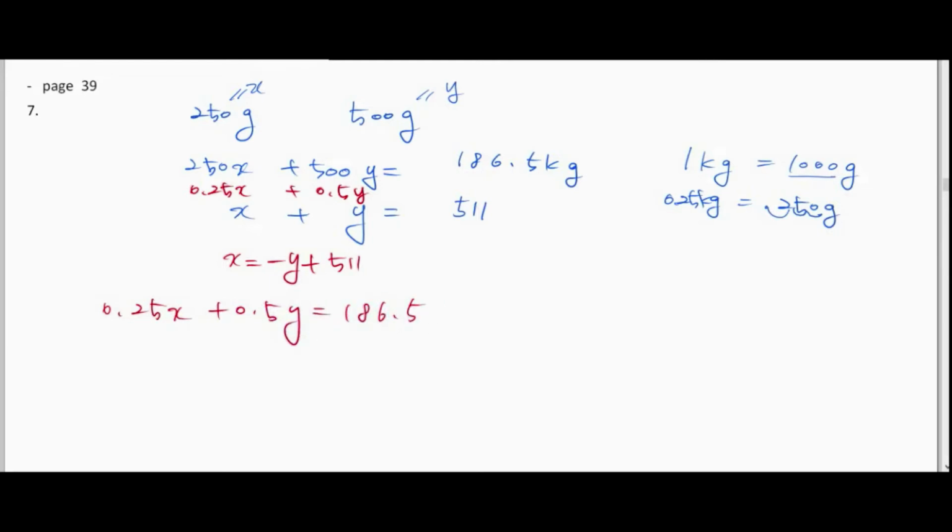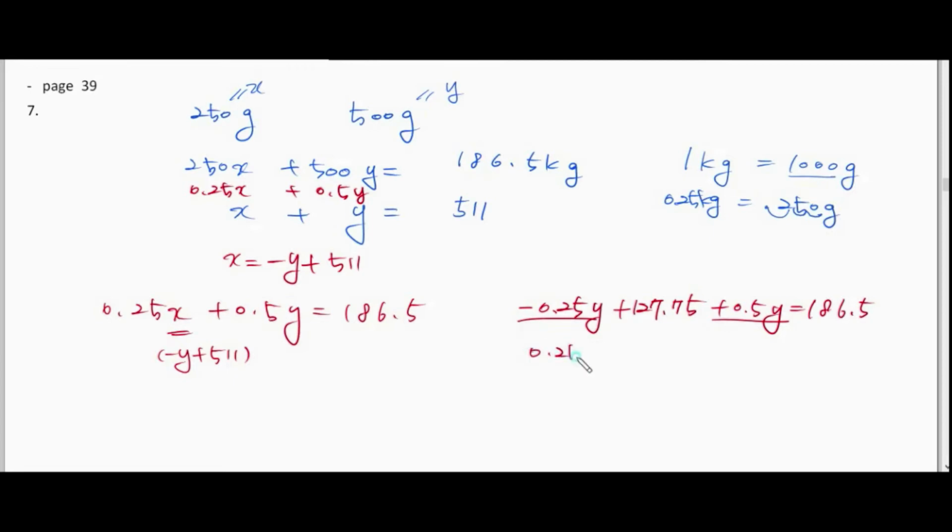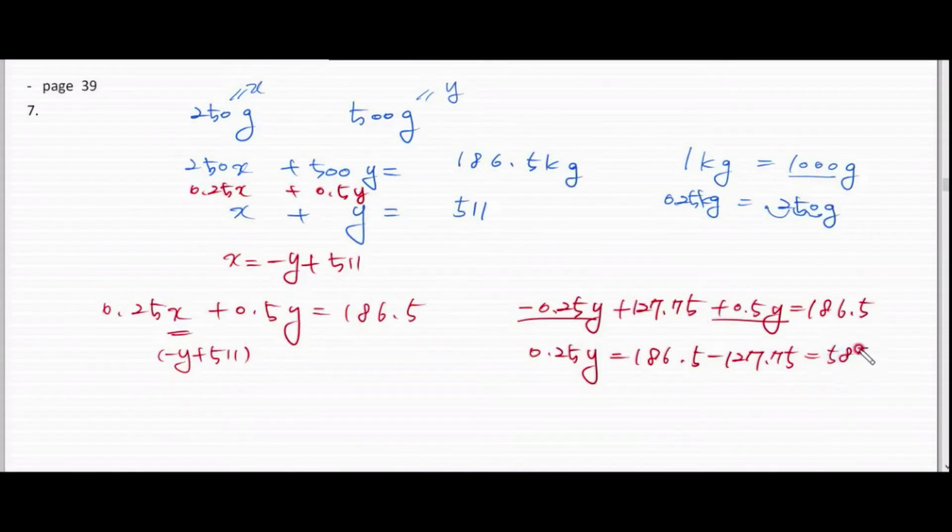So x was negative y plus 511. Let's just write it out. Negative 0.25y plus 127.75 plus 1 half y equals 186.5. Because we're going to use calculators, let's not multiply by 100 this time. Combine the y terms, 0.25y, which equals 186.5 minus 127.75. Then it's 58.75. Let's divide both sides by 0.25.